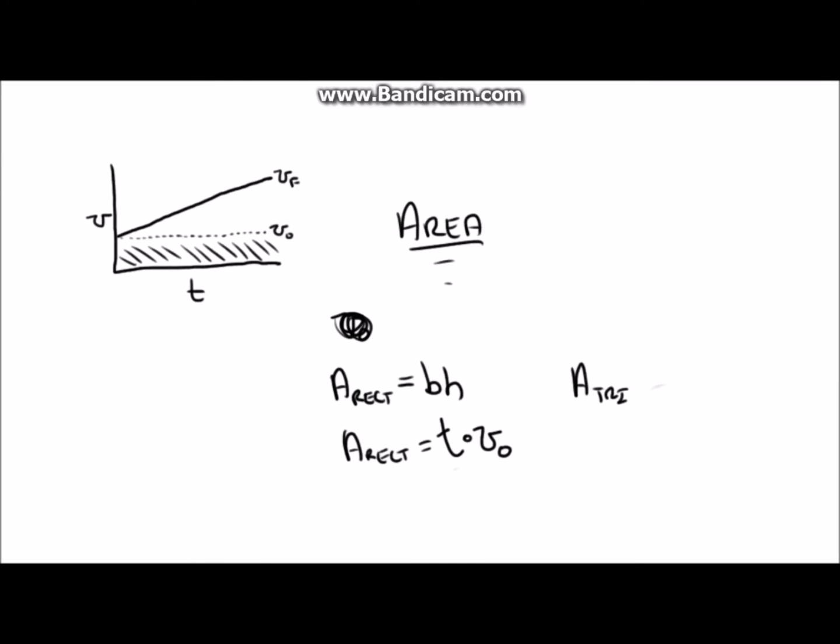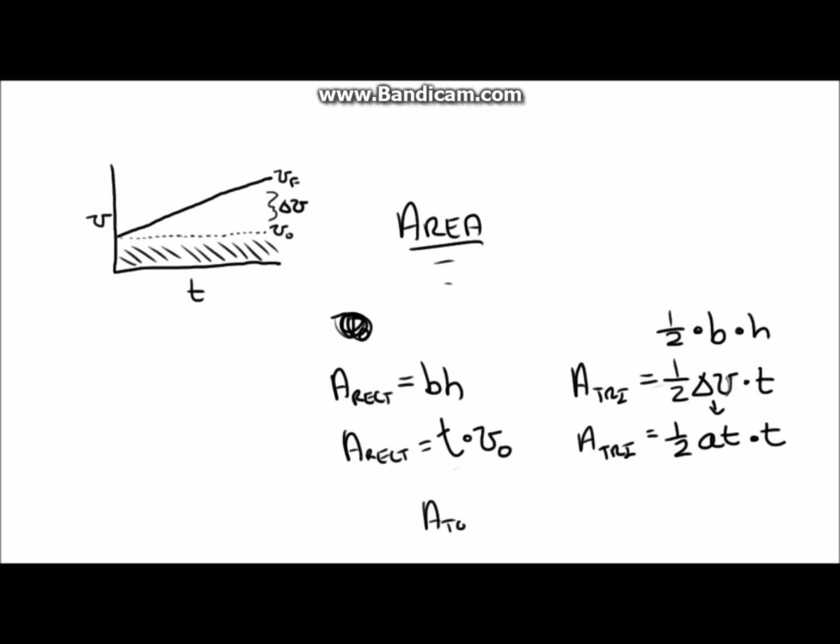So that's the first part. The area of the triangle is half bh, half times base times height, or half times the change in velocity times t. Sorry, I added an extra t there. So half times the change in velocity times t. Now, you could substitute at in for change in velocity, as we said before, so you get half at squared as the area of the triangle.